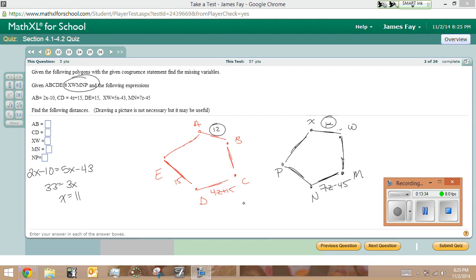Now 4z plus 15, that should match up with 7z minus 45. So 4z plus 15 equals 7z minus 45. Subtract 4z from both sides, add 45 to both sides, z equals 20. Come back, if z is 20, then 4 times 20 is 80, plus 15 is 95. So that's 95, that's got to be 95. And then they also tell me that ED is 15, so PN has to be 15.